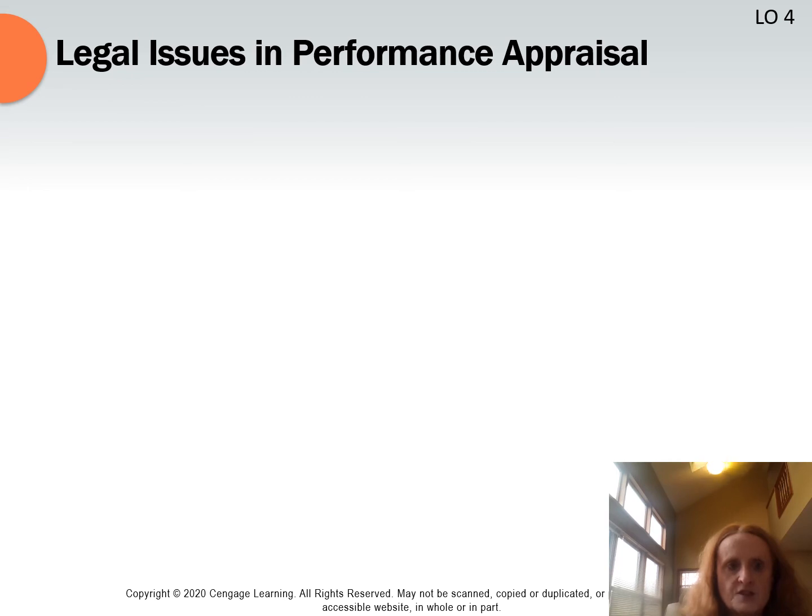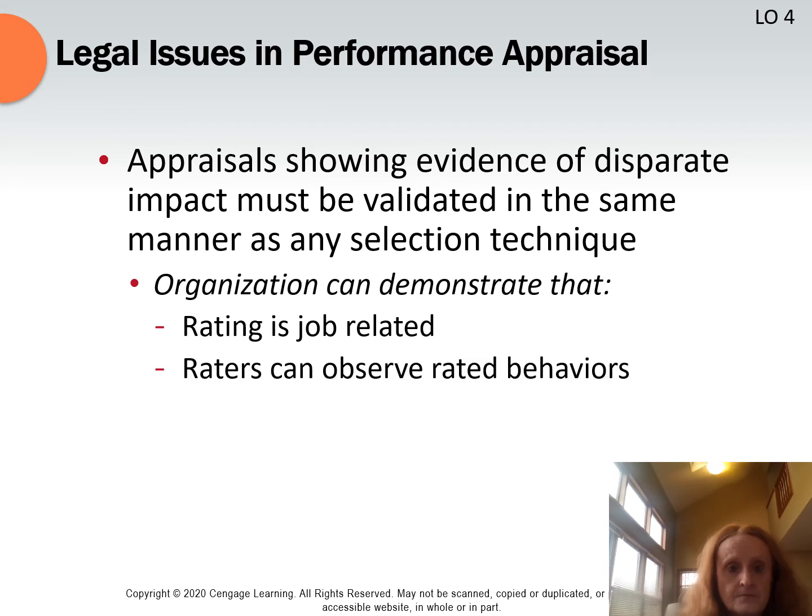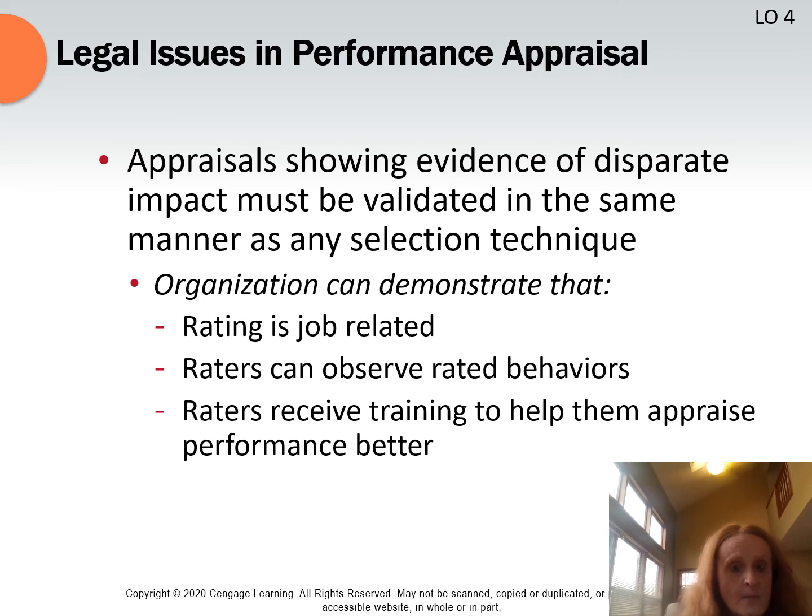So, like any other subject in human resources, there are issues pertaining to performance appraisal that affect the process legally. One of those would be that appraisals showing evidence of disparate impact must be validated in the same manner as any selection technique. So the organization has to demonstrate that this is job related, that the raters can observe rated behaviors, and that the raters receive training to help them appraise performance better in order to reduce the disparate impact or to validate that the disparate impact is indeed legal.